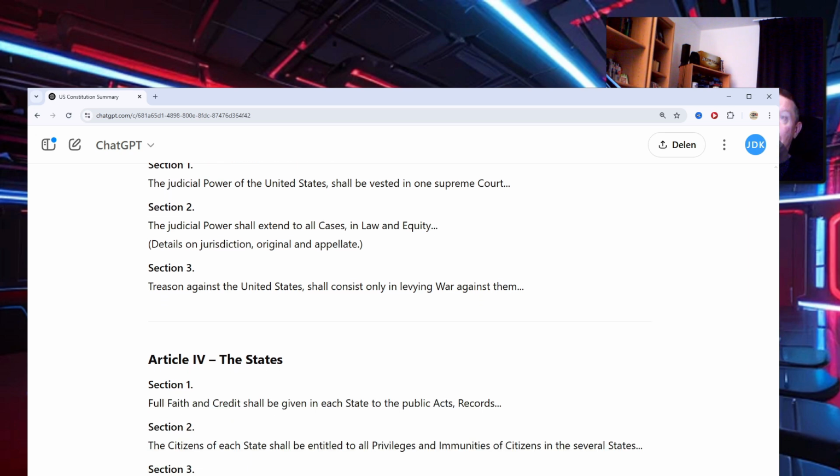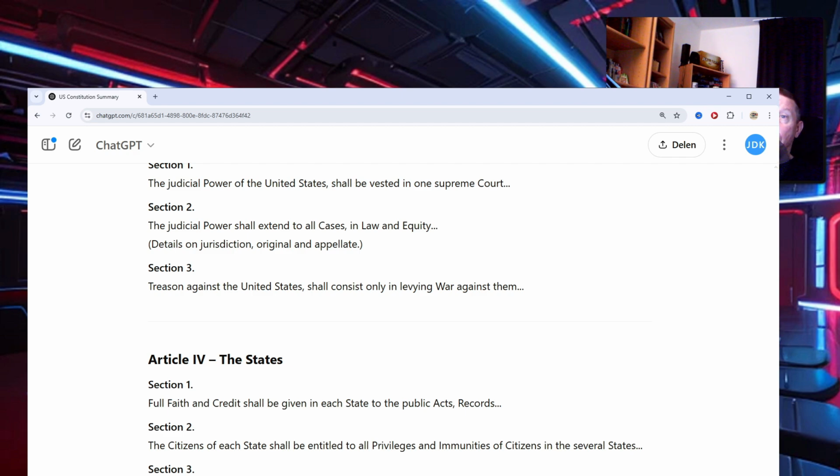Article 4, the states. Section 1, full faith and credit shall be given in each state to the public acts, records, and so on. So each state has full faith and credit to do whatever they like, as long as it's within their own interest. Section 2, the citizens of each state shall be entitled to all privileges and immunities of citizens in the several states. Again, with three dots, so this section is not clear enough.